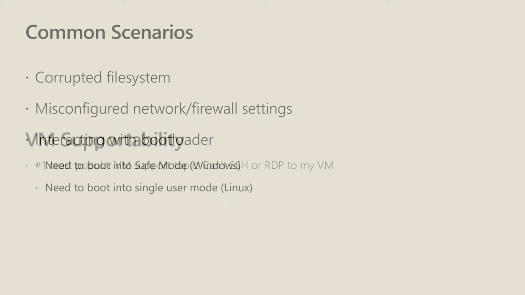So that's where we look into those cases, and we see a bunch of these common scenarios that people often run into. And these are situations like a corrupt file system. So if you're running a Linux VM, maybe you accidentally misconfigured your fstab, and all of a sudden your VM can't boot. Maybe you misconfigured your network settings, you tightened your firewall too much, and all of a sudden you lost your RDP or SSH port.